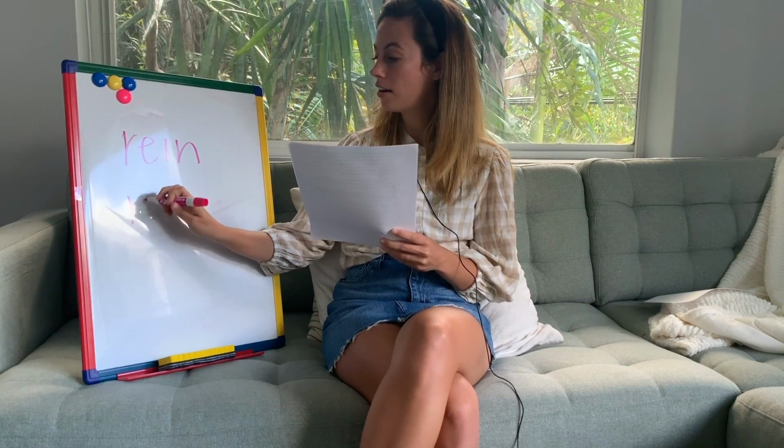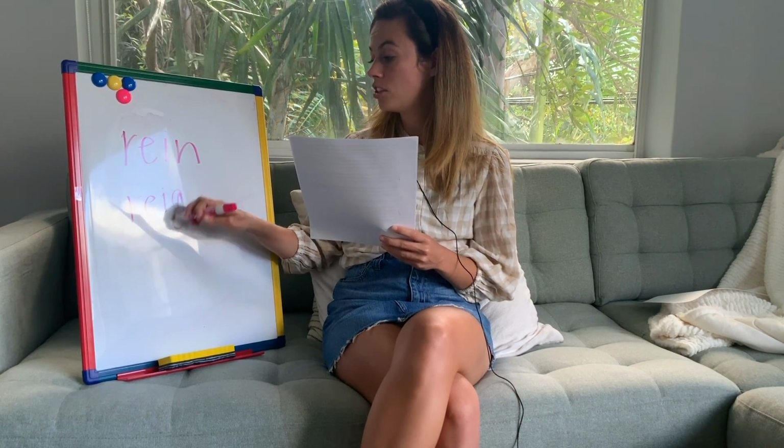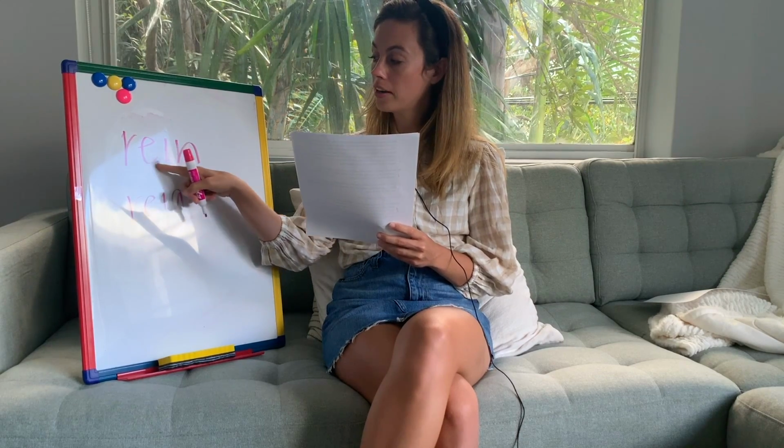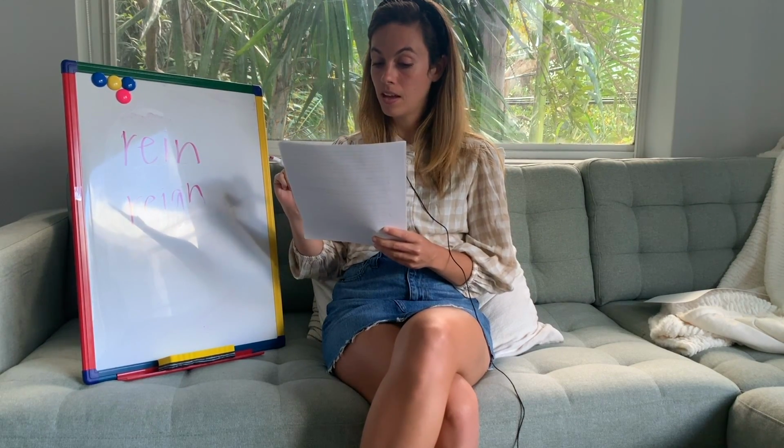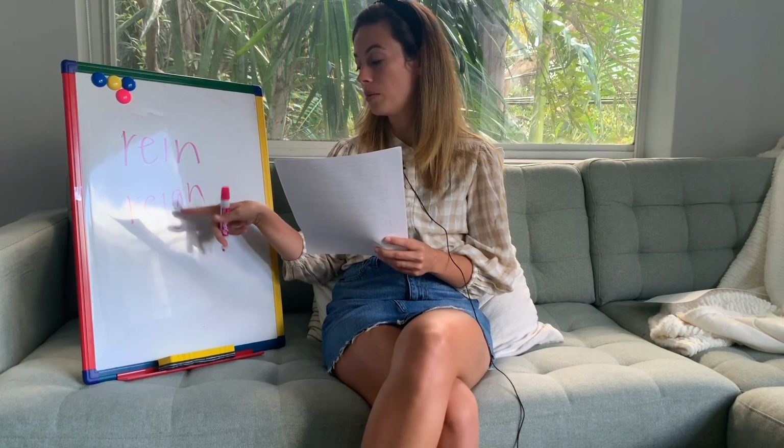And R-E-I-G-N. So R-E-I-N are the straps you use, the reins, while riding a horse, and it means to control someone or something using reins. And R-E-I-G-N refers to royalty or royal power. So these are the horse straps, and the one with the G means royal power.